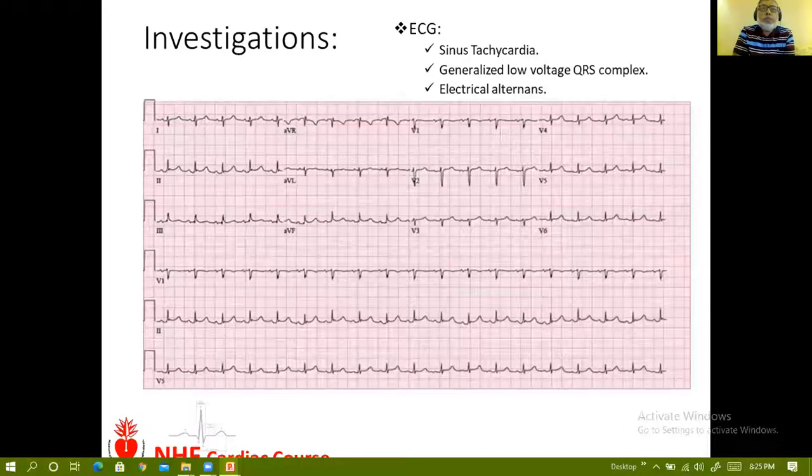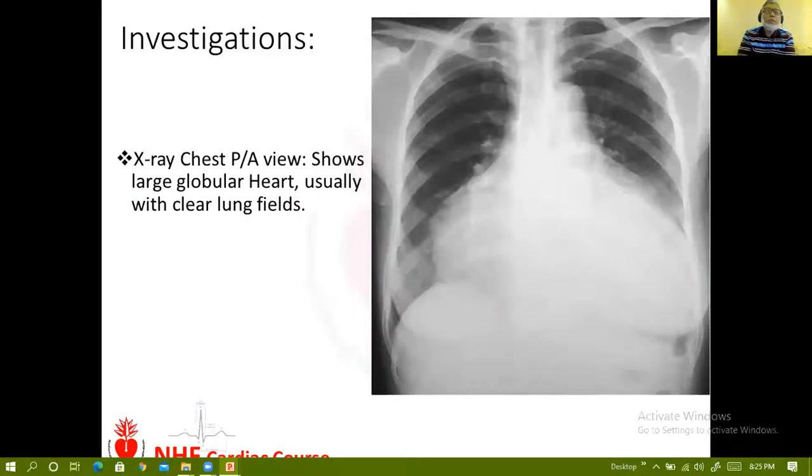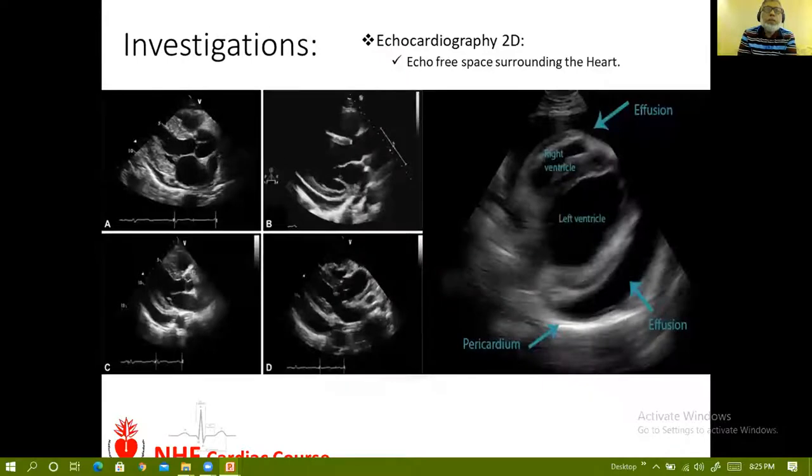Along with this, the investigations. First, ECG. ECG reflects sinus tachycardia, generalized low voltage QRS complex, and electrical alternans. Chest X-ray PA view shows a large globular heart, usually with clear lung field. This is very important: there is a globular shaped heart, but the lung field is clear. Echocardiography, 2D echo, is important, and this is the most specific investigation for diagnosis of pericardial effusion. In 2D echocardiography, we see an echo-free space surrounding the heart, along the posterior wall.